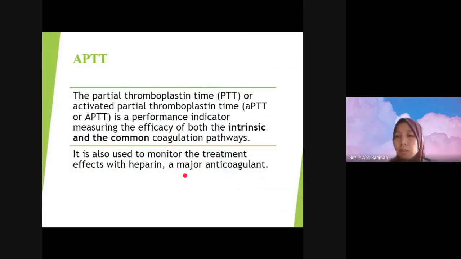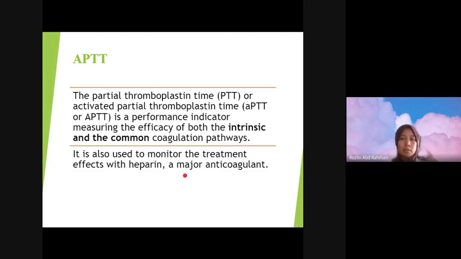Okay, APTT, activated partial thromboplastin time. Okay, so kalau PT tadi dia tengok dekat extrinsic pathway, APTT tengok dekat you punya intrinsic and common pathway. Okay, and PT tengok warfarin, APTT dia tengok heparin. Okay, another anticoagulant juga. Alright, if your APTT is longer than the normal clot, then kita kata your APTT is prolonged.